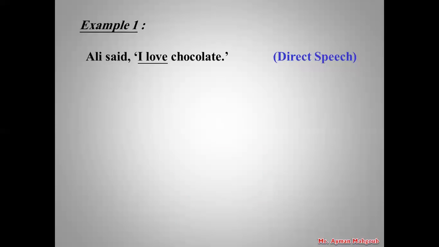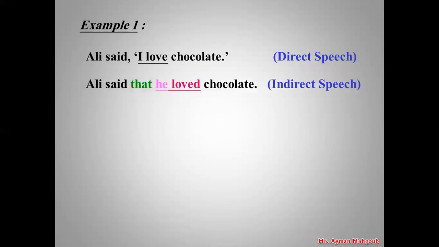Example 1. Ali said, "I love chocolate." This is direct speech. We have a comma after said. We have quotation marks before and after the sentence. To change it into indirect speech, we say, Ali said that he loved chocolate.